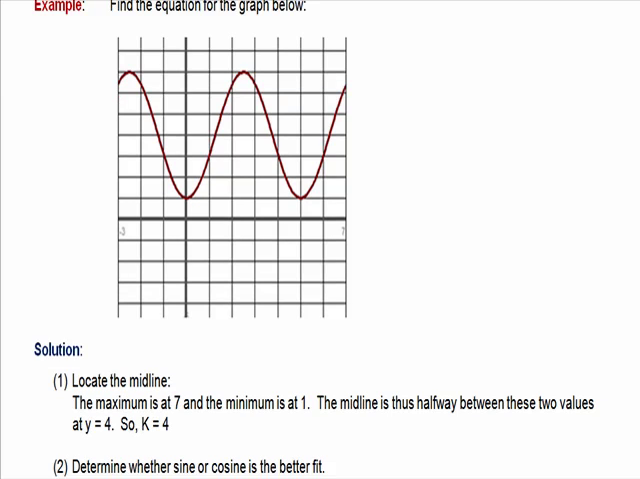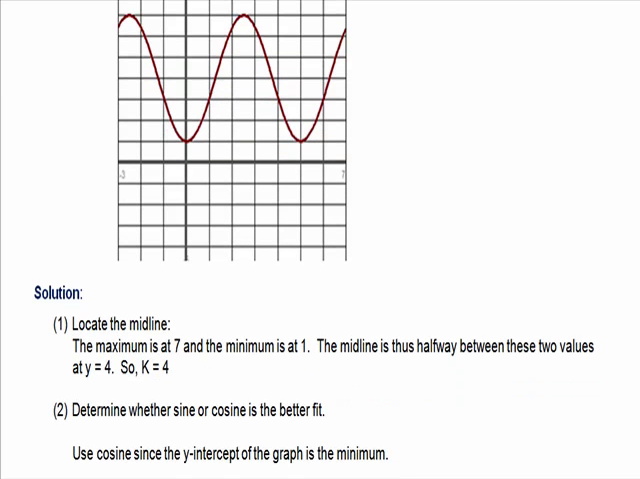First, I'm going to locate the midline. I notice the maximum here is at 7 and the minimum is at 1. The midline's halfway between these two, so the midline is at y equals 4. So that k, that plus number at the very end, is going to be plus 4.